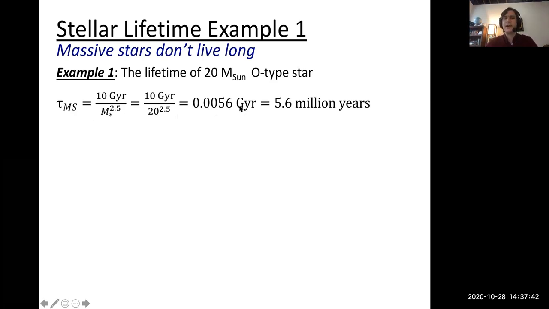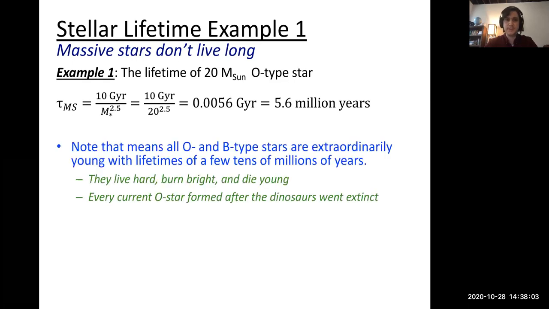At that point, I don't want to use billions of years. Let's just use millions of years instead. 5.6 million years. That's cosmically fast. 5.6 million years is not a very long amount of time compared to the age of the universe. O stars are very, very short-lived.